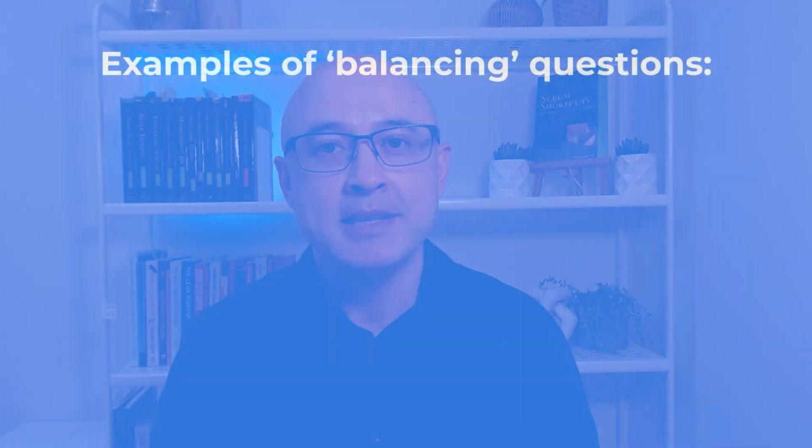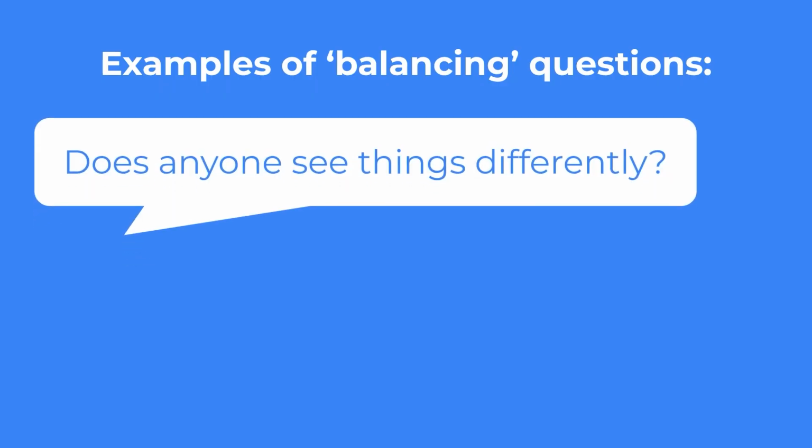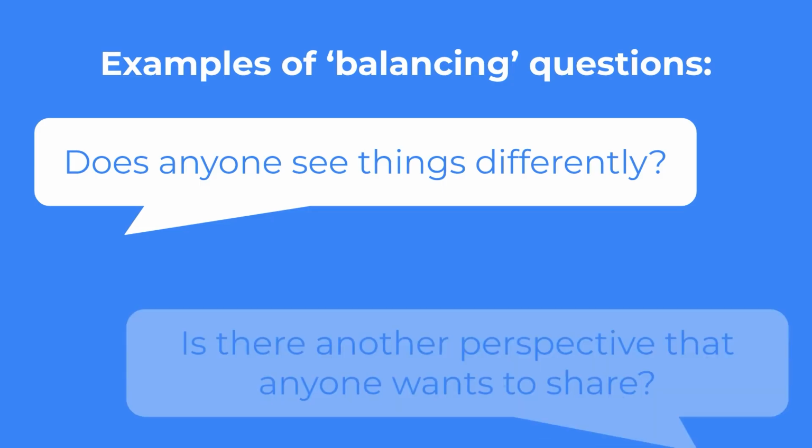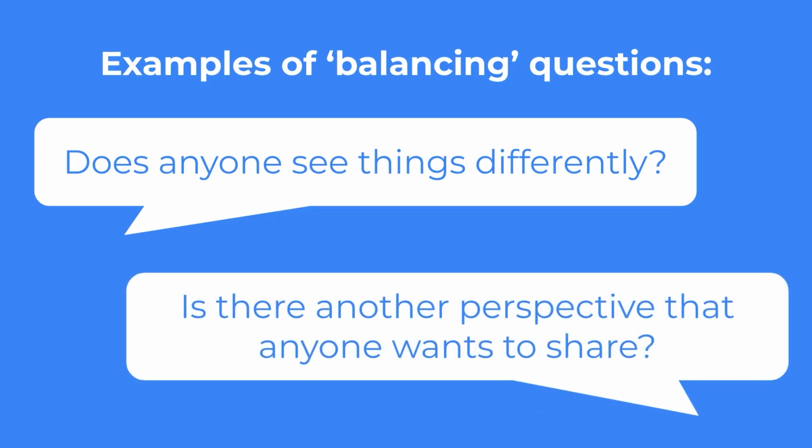So for example, imagine somebody says, I feel these sprint retrospectives are a waste of time. Now, of course, what we're going to do, like I said before, is we're going to paraphrase what they say, but then we might ask a balancing question. We might say, does anyone see things differently? Or is there another perspective that anyone wants to share? So basically what you're doing here is you're validating what the person is saying.